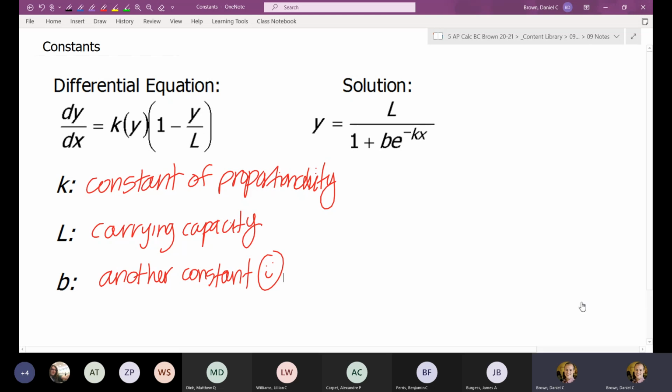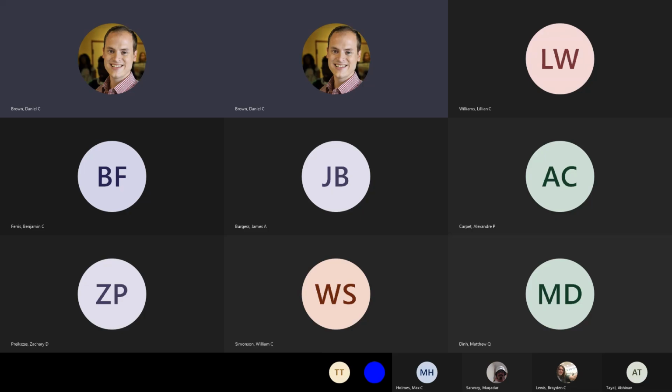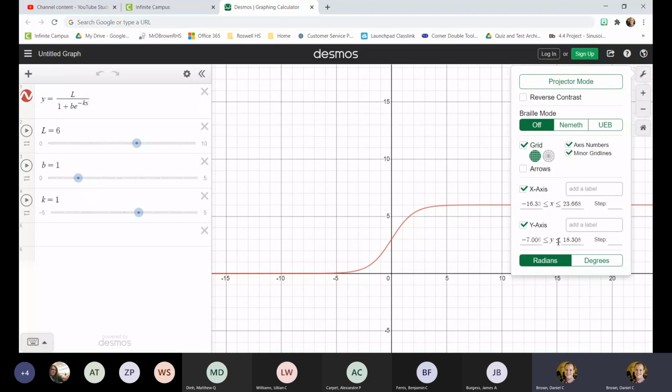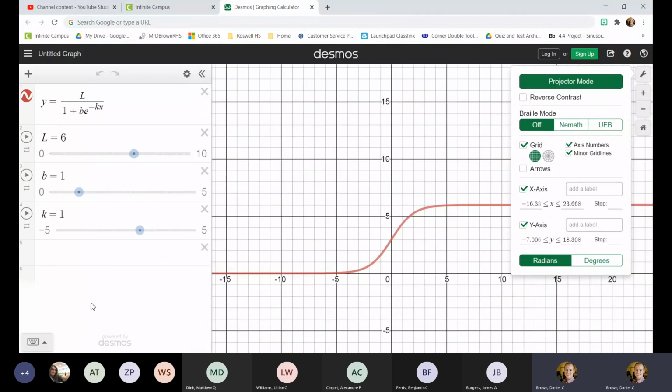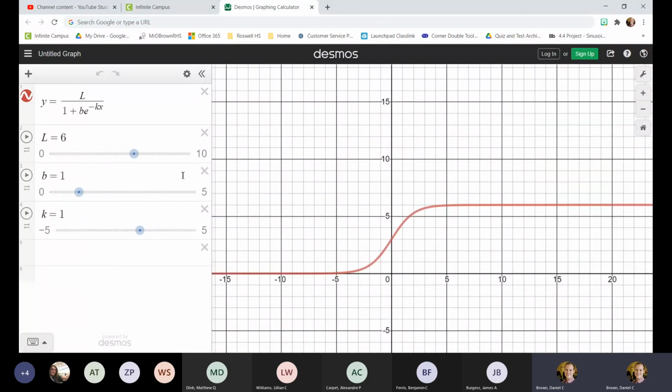So I will just tell you, because I'm just memorizing stuff, but I am going to switch to Desmos right now. There we go. And so I have graphed a logistic growth equation. I typed that into Desmos, and then I put sliders on for L, B, and K. In general, you want to understand what the graph looks like. You'll never have to graph it by hand, but you do want to be able to match up an equation to a graph.